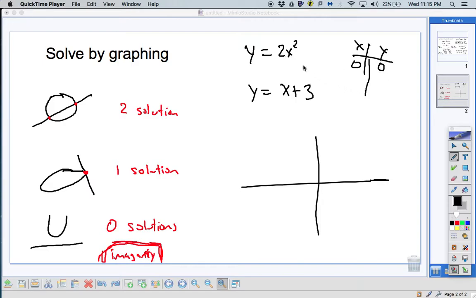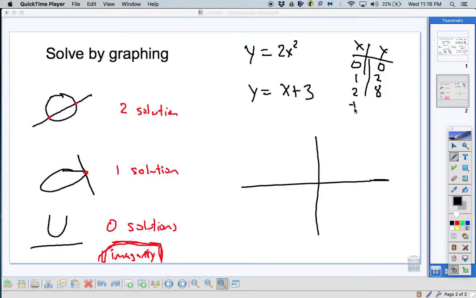So we have 0, 0. I also know it's going to open up because this is positive, and I'm going to find out what the next couple points are. So if I put in 1, I get 1 squared is 1, and 1 times 2 is 2. And let's try 2: if I do 2 squared, I get 4, and 4 times 2 is 8. So I have some points here.